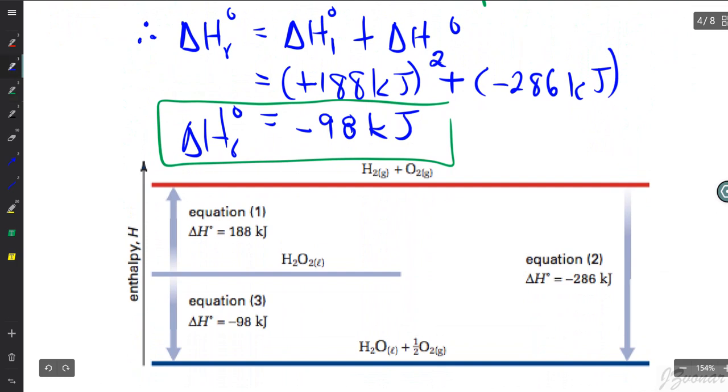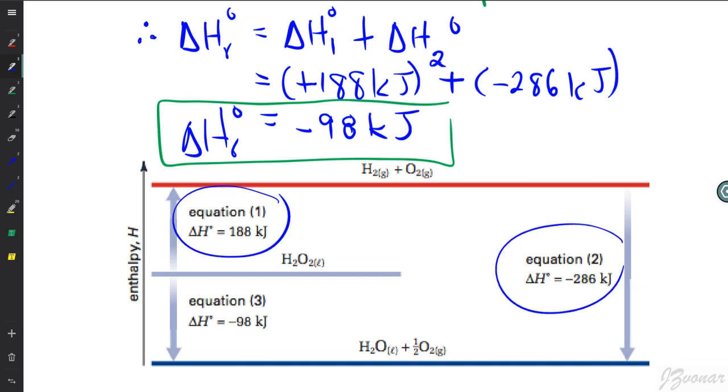So if we look at this graphically, we see here that hydrogen plus oxygen is going to form my H2O plus half my water molecule. All right, so by combining equation 1 and equation 2, we are going to get equation number 3. All right, it's the sum of the two of them together.